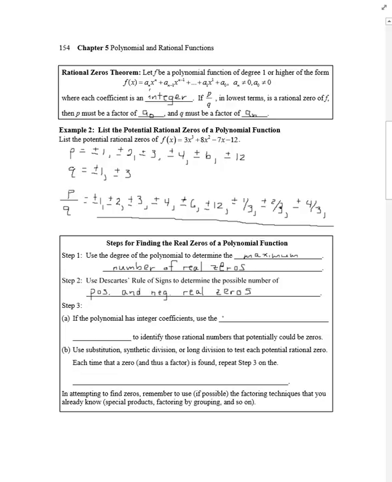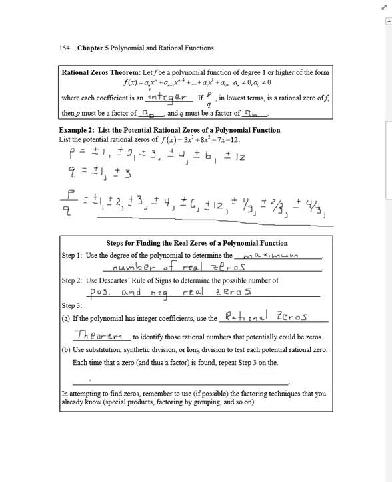Then, as long as the polynomial has integer coefficients, we are going to use the rational zeros theorem, which we just talked about. Sometimes it's also called the rational roots theorem. You might hear me say that because that's the way I learned it. But remember, roots and zeros are the same thing. So we use the rational roots theorem to identify the rational numbers that potentially could be our zeros. Then we can use substitution, synthetic division, or long division to test each rational zero.